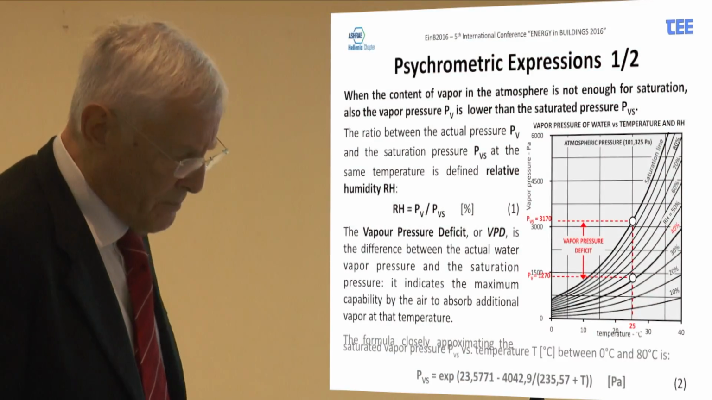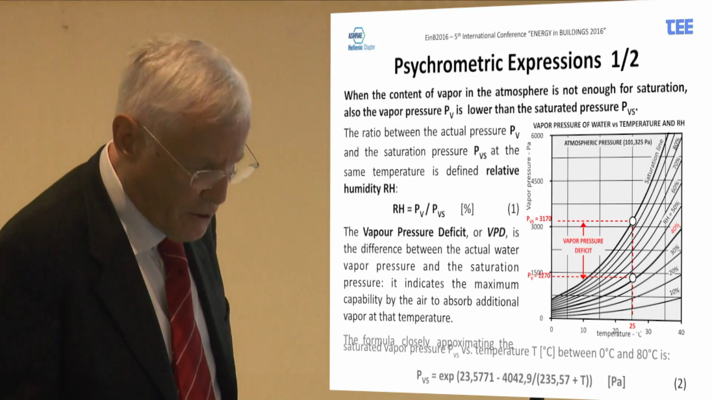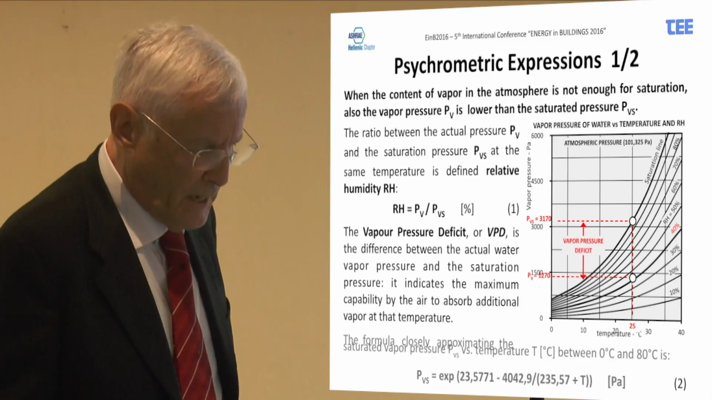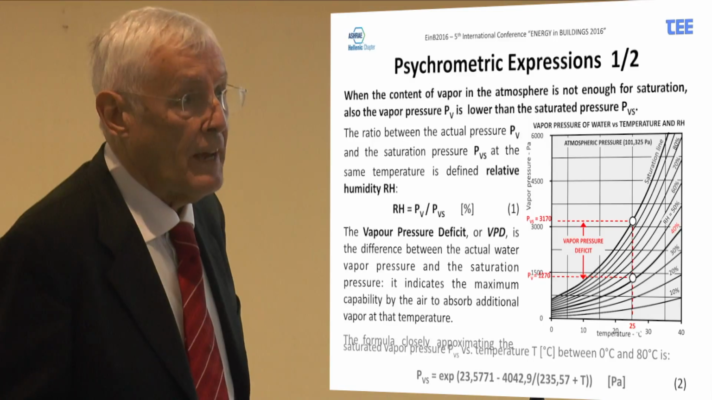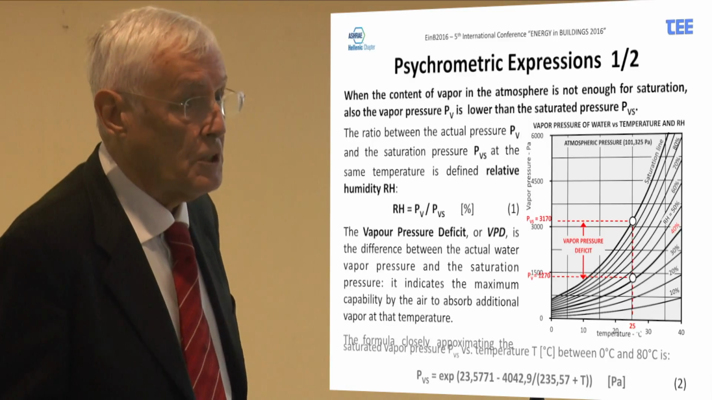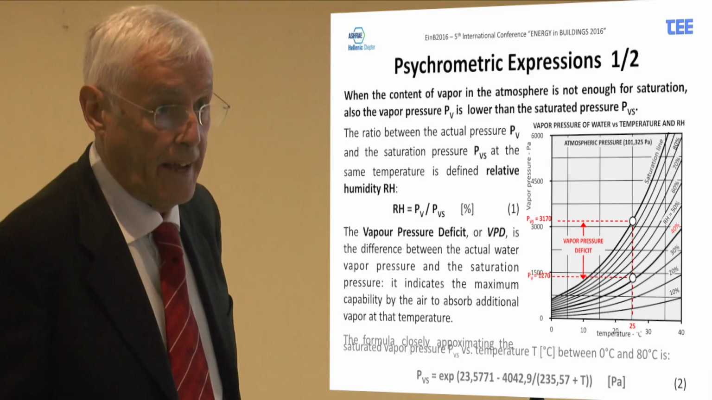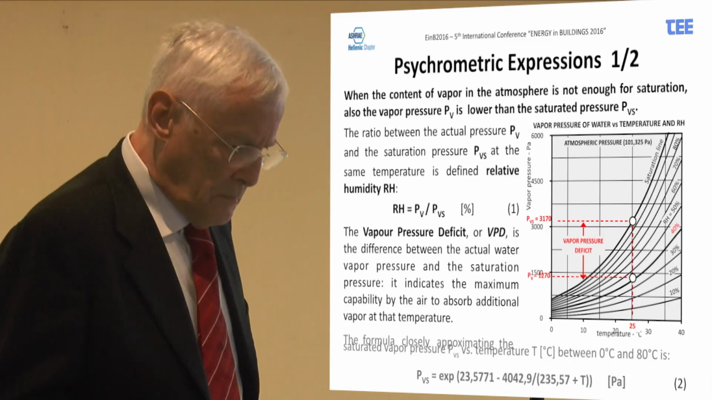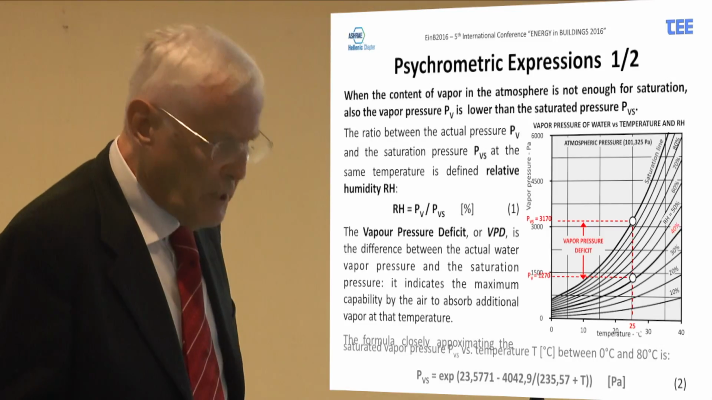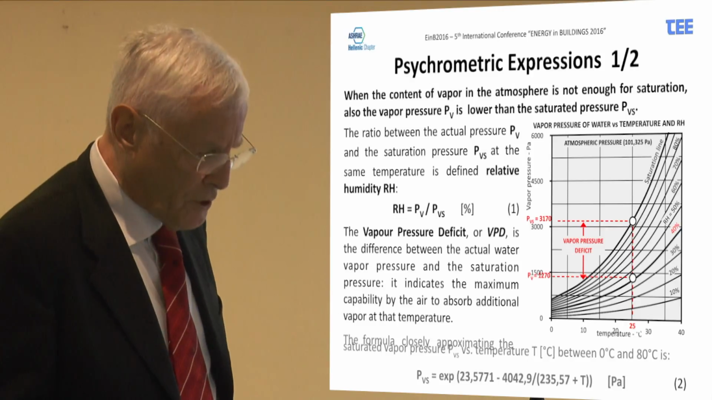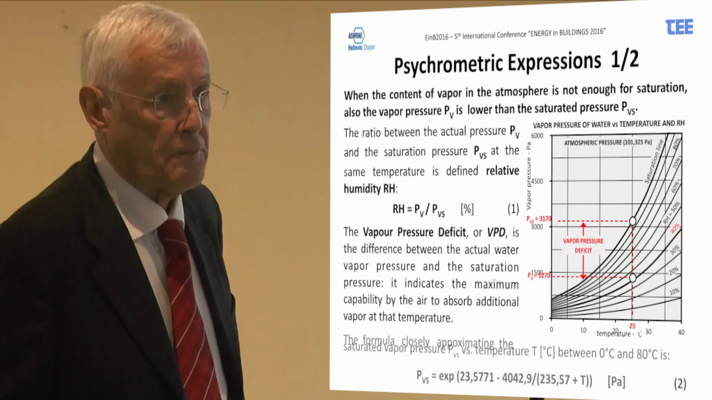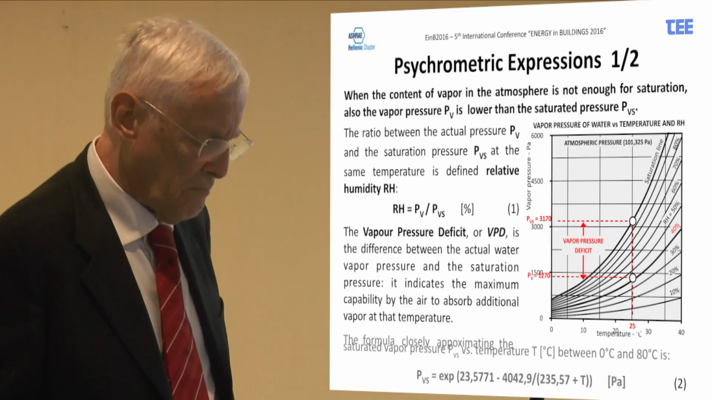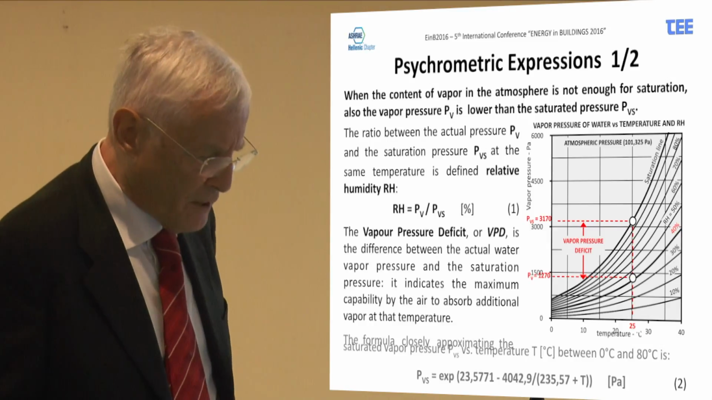In this diagram, for example, we can see that at the same temperature, in the diagram it is 25 degrees centigrade, we may have saturation, the upper point, but as well we may have a lower content of vapor, so that the quantity of vapor really contained in the air is lower than the saturation one. Well, the relative humidity is just the quantity of real vapor, or the vapor pressure, versus the maximum pressure, the pressure we have in saturation.